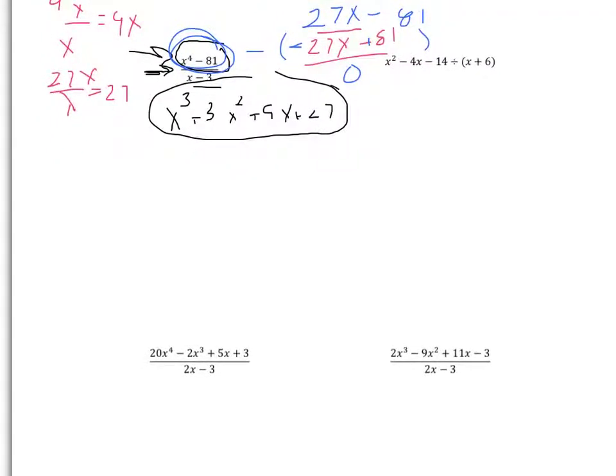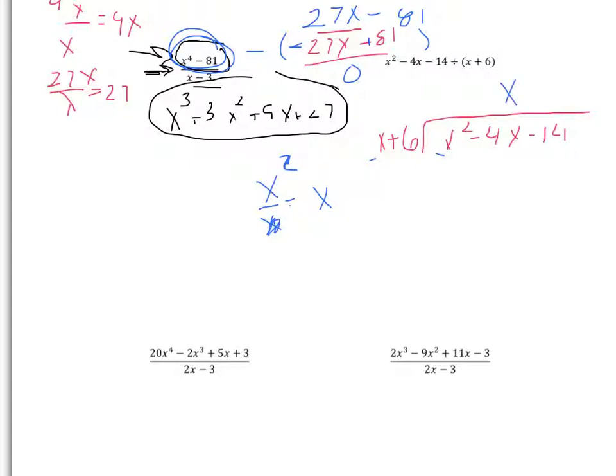Now, once again, we're dividing by a binomial, so we can't just split the terms up. So we have x plus 6 into x squared minus 4x minus 14. So, once again, we're dividing the first term here by the first term here. So we have x squared over x. That's just going to give us an x. So we divide this. This cancels one of these, giving us an x. So I'll put my x up there. We did our division. Now we need to multiply.